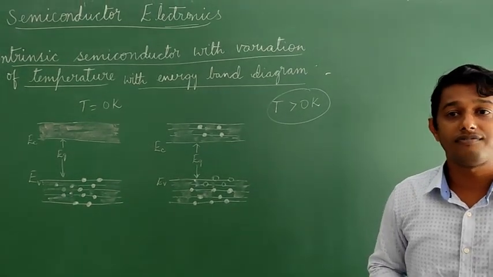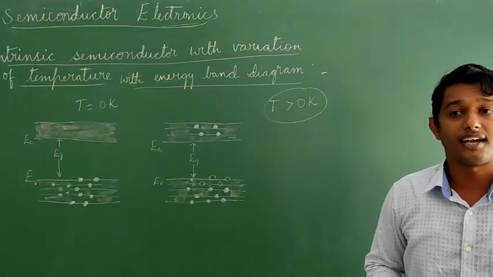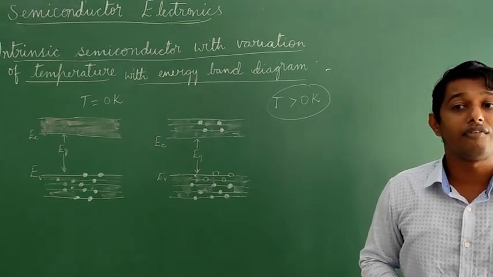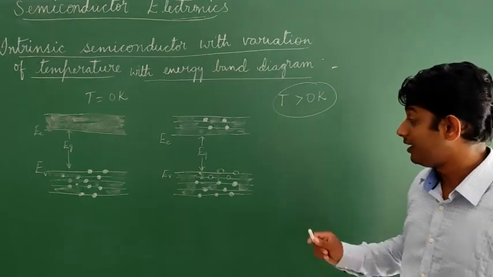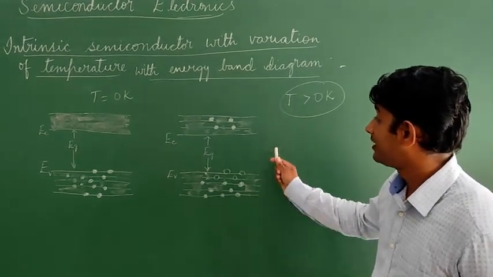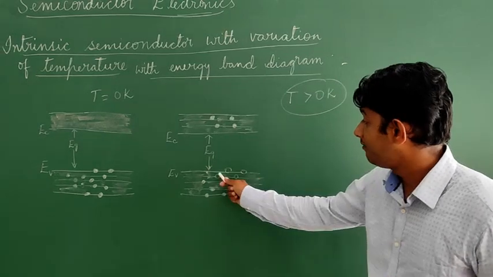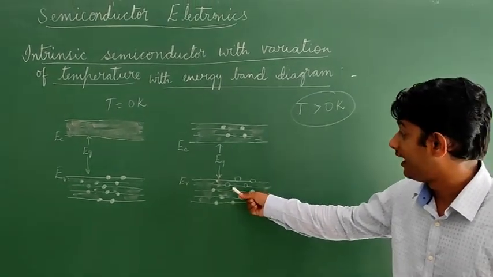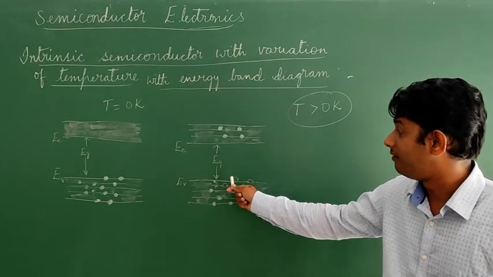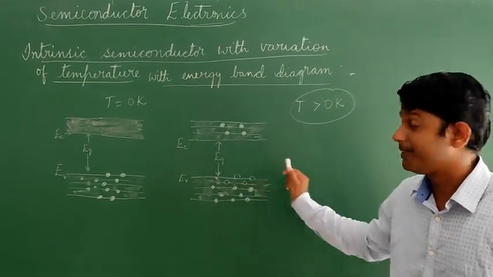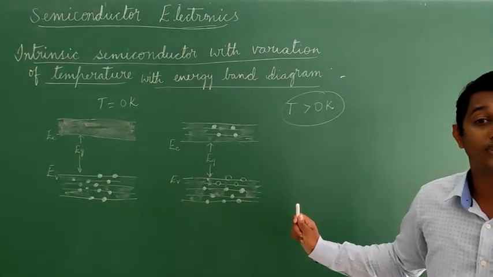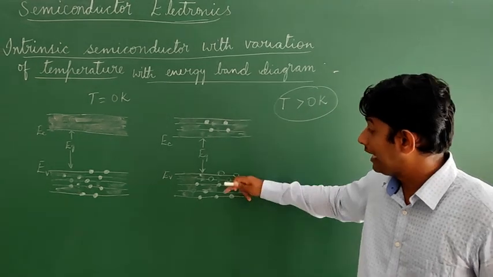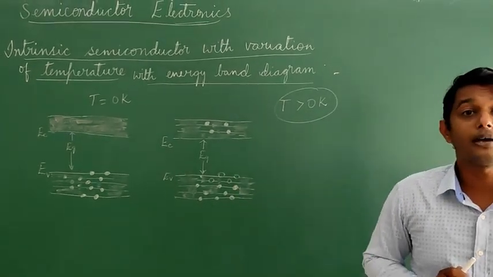Here some electrons are shown in the conduction band. These have come from the valence band, leaving an equal number of holes. The electrons that were present here have moved to the conduction band, leaving empty spaces, which are called holes. So an equal number of electrons in the conduction band have found an equal number of holes in the valence band.